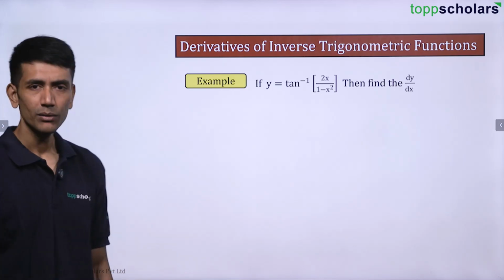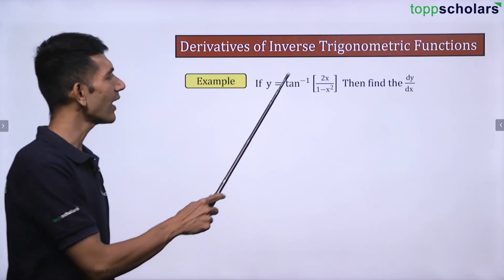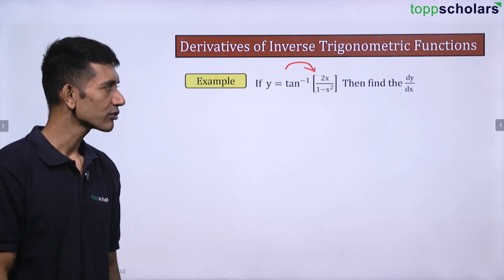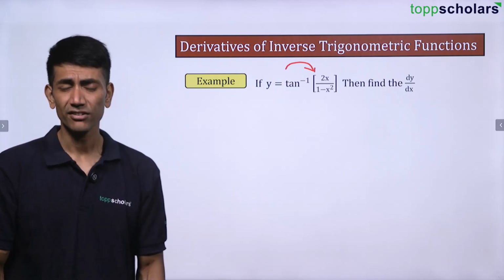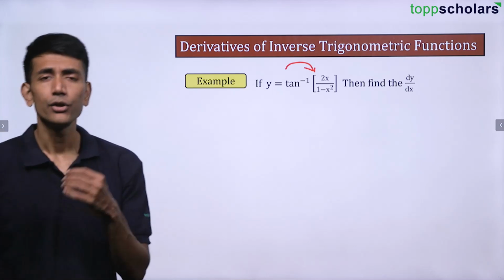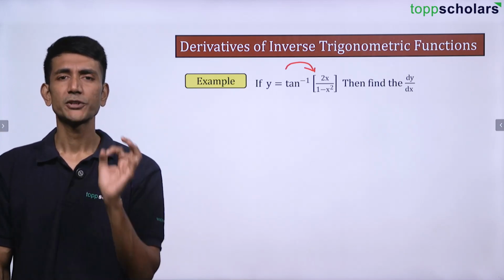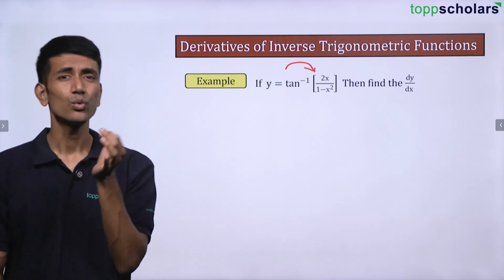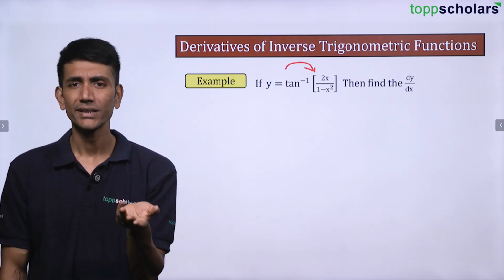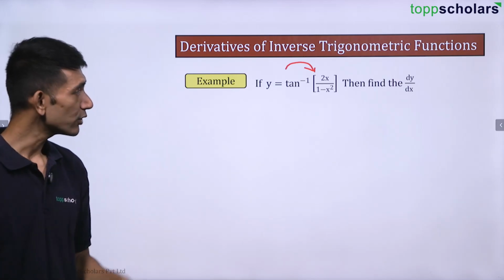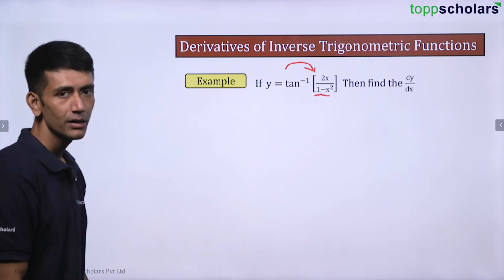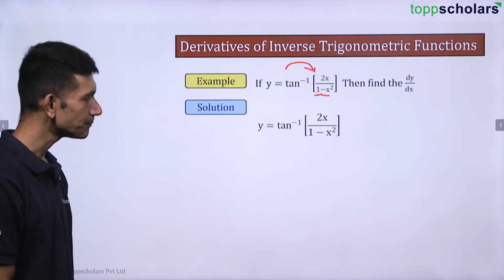Now let us have a look at one more example. It says if y is equal to tan inverse of 2x by 1 minus x square, then find dy by dx. In such cases, always remember you have to do substitution. If you recall the formula in trigonometric functions we have studied, 2 tan theta by 1 minus tan square theta is tan 2 theta. So try to make tan 2 theta inside the bracket. But that is only possible when you put x as tan theta.